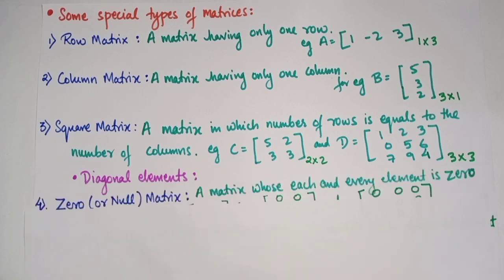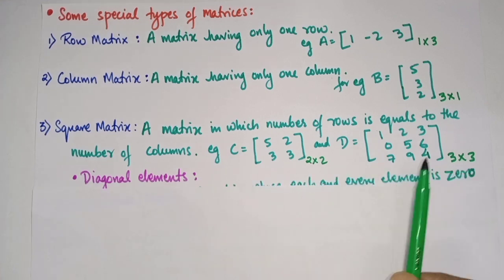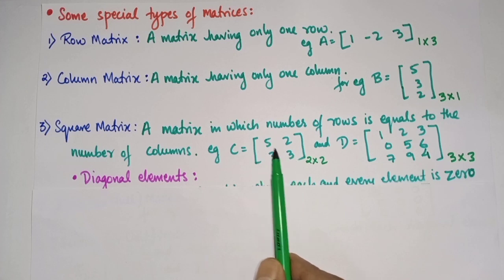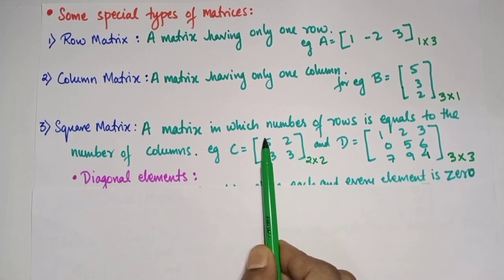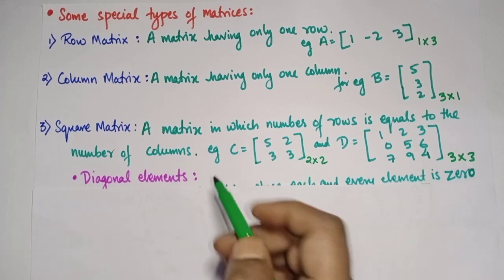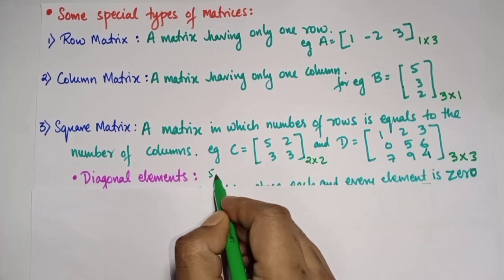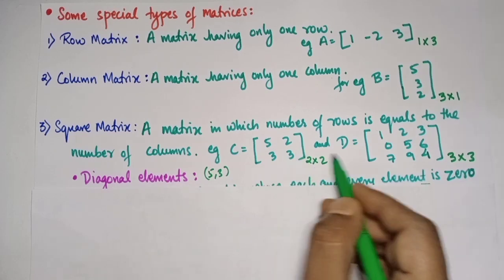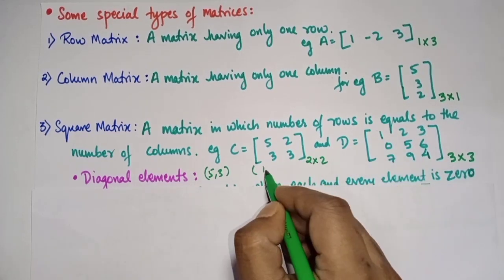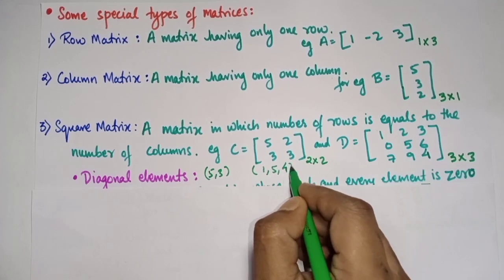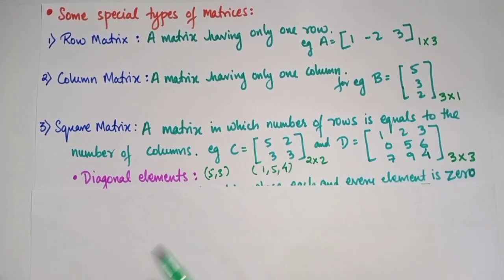Similarly, what is this? Diagonal element. Now see diagonal elements. Diagonal elements are this 5, 3. We'll not check like this, we'll always go from left to right. So diagonal elements are 5, 3 for this. Similarly, what will be the diagonal elements for this? Can you tell me? 1, 5, 4. So diagonal elements we always take from a square matrix.